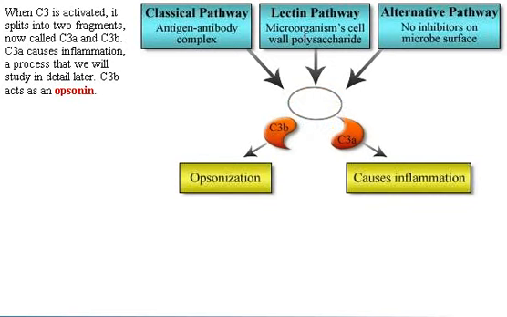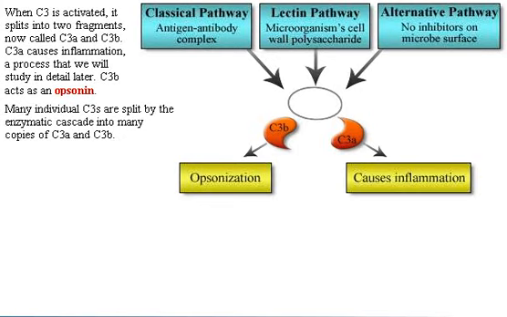When C3 is activated, it splits into two fragments called C3a and C3b. These fragments have different roles. C3a causes inflammation, a process that we will study in detail later. C3b acts as an opsonin. Remember that opsonins enhance phagocytosis.